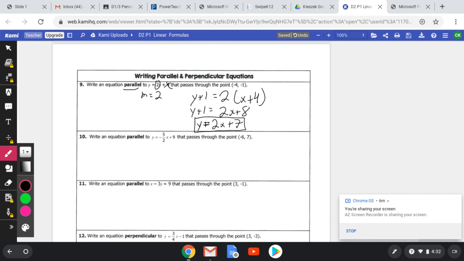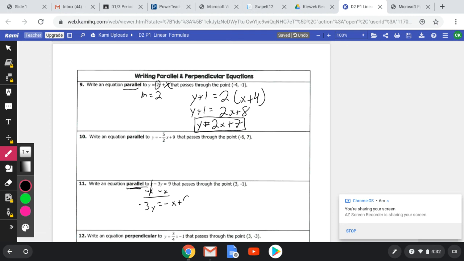So if I look at an example like number 11 here, it says write an equation that's parallel to x minus 3y equals 9 through a given point. Well, what makes this one different is that I need to solve for y first so I can identify the slope. So I could subtract x from both sides. I would get -3y equals -x plus 9.